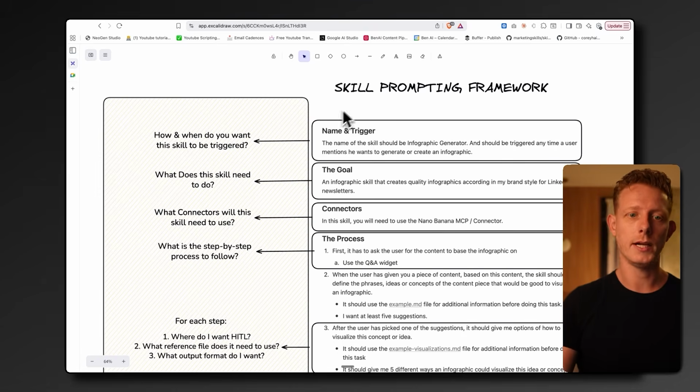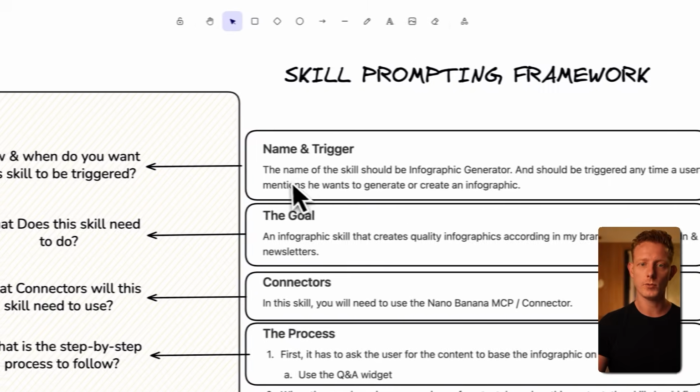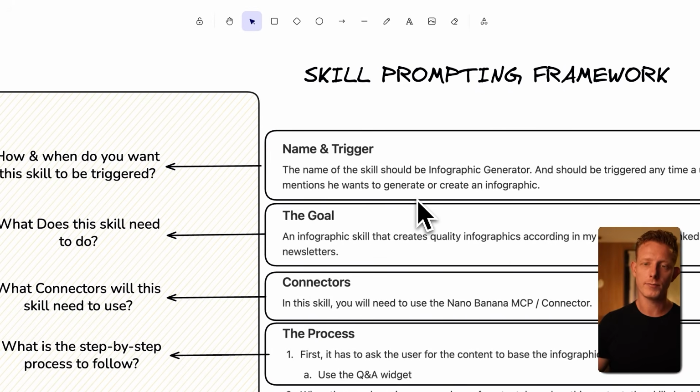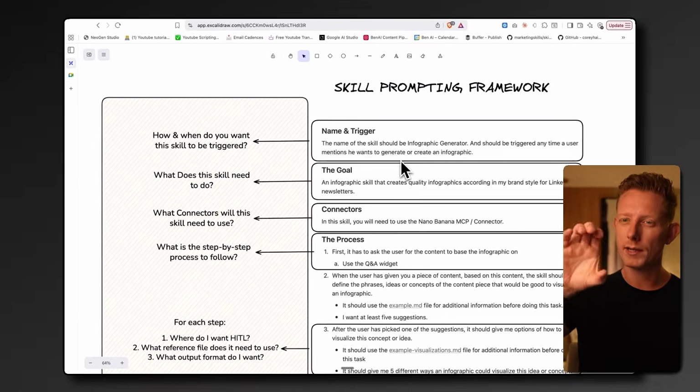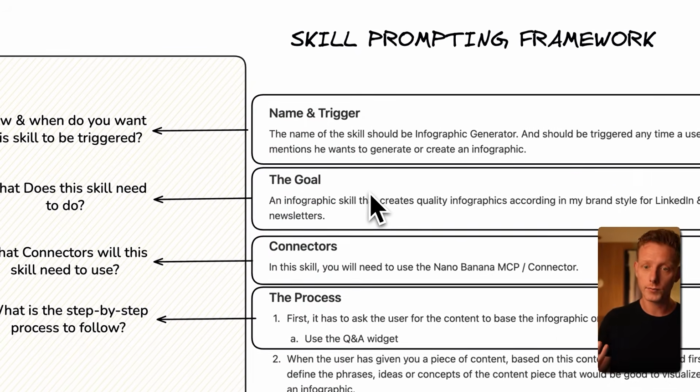Now, first, you want to define the name of the skill and how the skill should be triggered. So in this case, the name of the skill should be infographic generator and should be triggered anytime a user mentions he wants to generate or create an infographic. And this is what the agent uses to write the meta description. Then just like with prompting, you want to define the goal or the objective for this skill. It can be quite short because we dive a lot deeper into the process later. Now, in this case, an infographic skill that creates quality infographics according to my brand style for LinkedIn and newsletters.